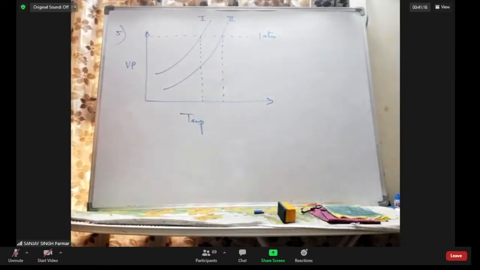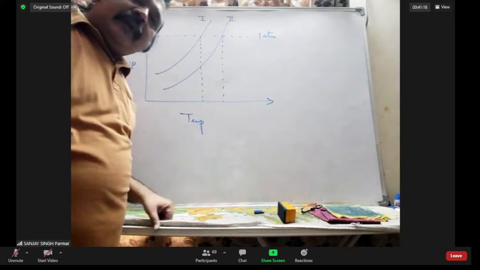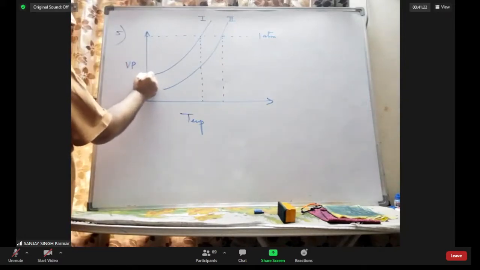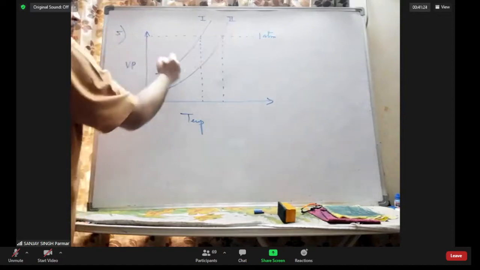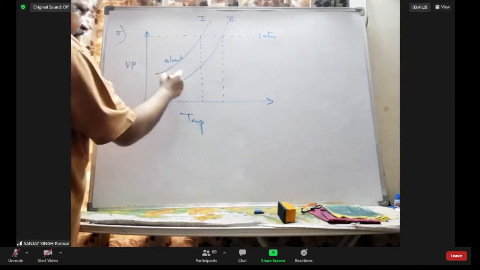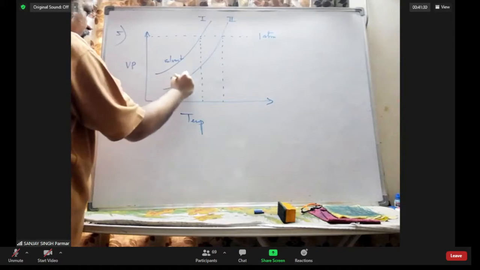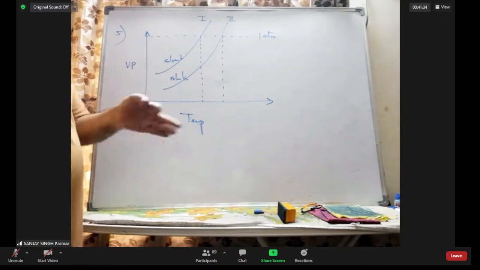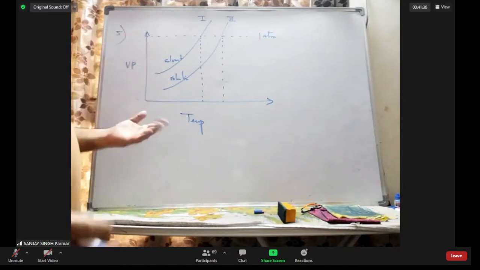Don't forget the basic point. Solvent will have high vapor pressure, and yes, this vapor pressure is high. This is solution, this is solvent. Solvent will have high vapor pressure, and this is a solution. Solution is having lesser vapor pressure. This is one hint. The second hint is the boiling point.